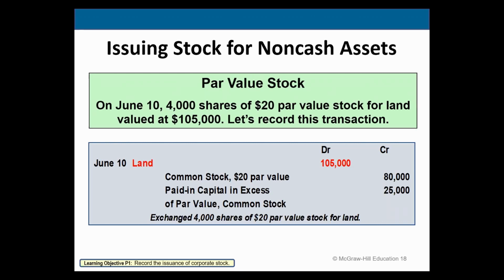To illustrate, the entry to record receipt of land valued at $105,000, with the issuance of 4,000 shares of $20 par value common stock on June the 10th, is shown on this slide. So we received land in the amount of 105,000, so we would debit that. Then we would credit the common stock, which at $20 par value is 80,000. And then we would credit the paid in capital in excess of par value common stock 25,000, because we issued 4,000 shares at $20 par, and then anything above that is the paid in capital in excess of the par value.